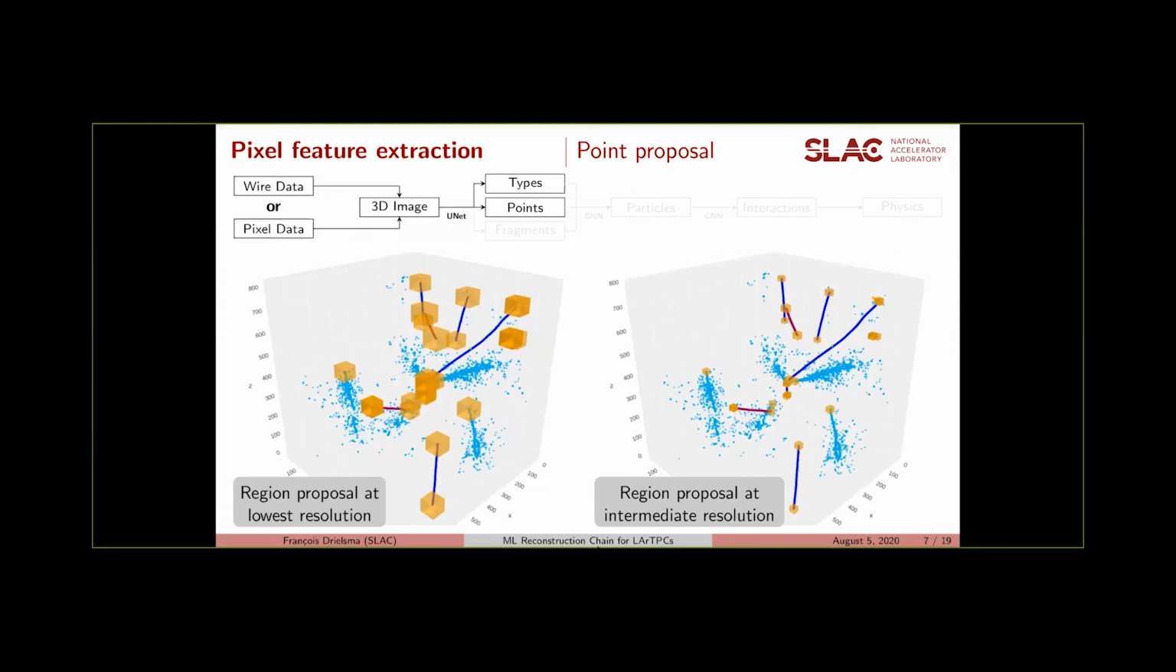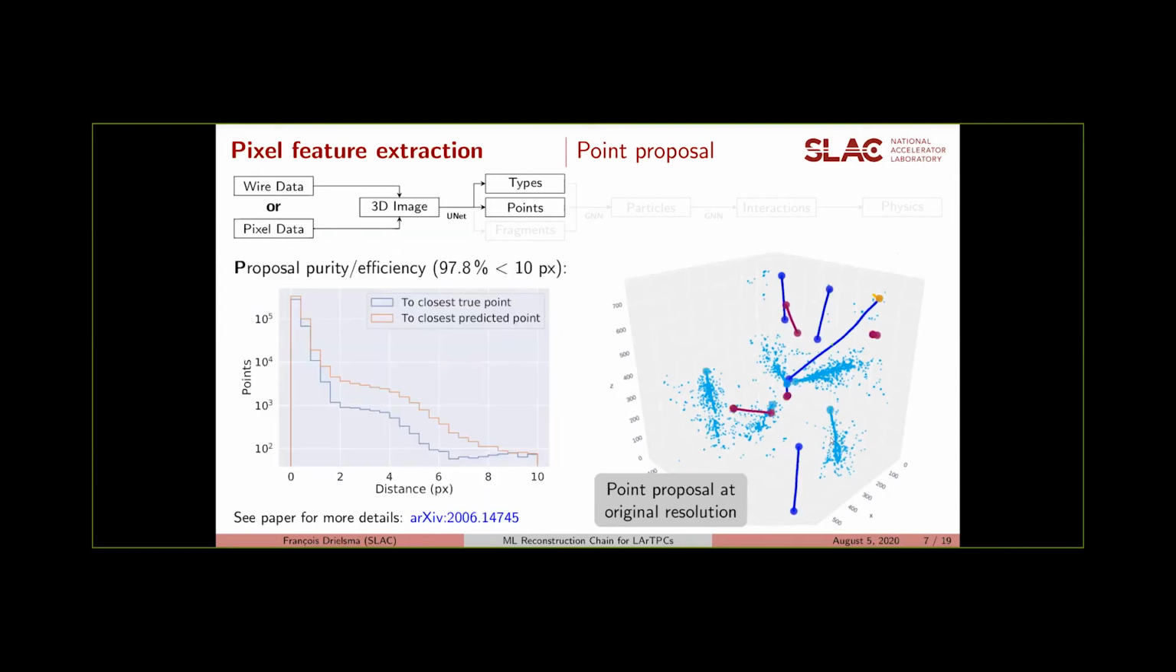On the next slide, I'm just showing you a realistic example of an actual prediction that the network has made. You can see that at the lowest resolution, the region proposal already identifies where we expect to have interesting points. There are boxes at the endpoints of tracks and boxes at the start of showers. Then at the intermediate resolution, we simply narrow down the position of these boxes. And finally, at the original resolution, we get exact points of where the points lie in the image.